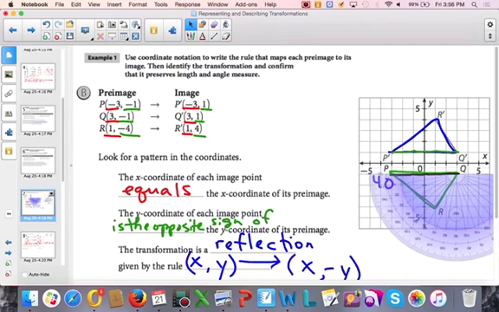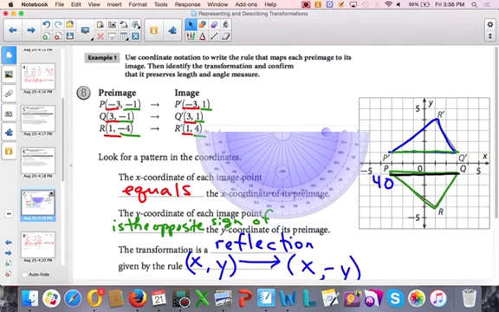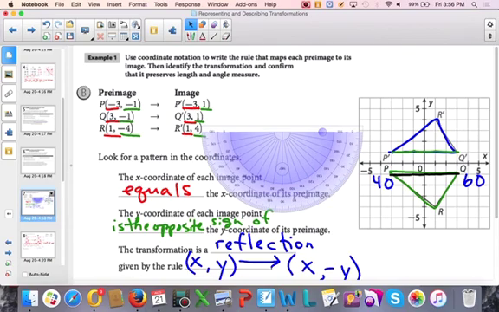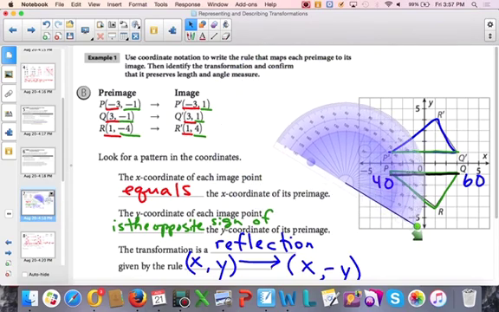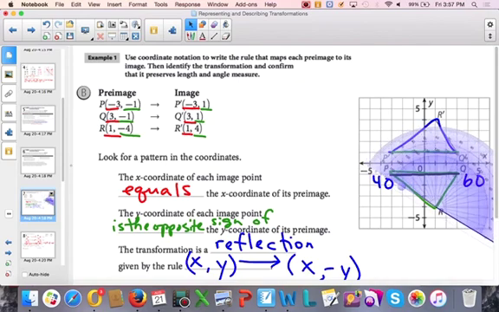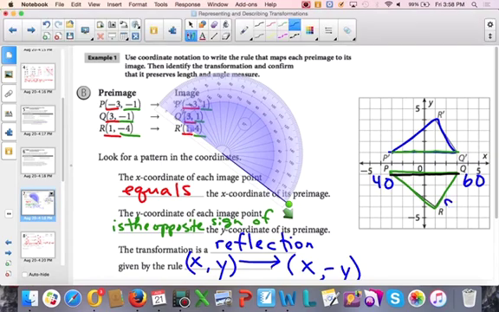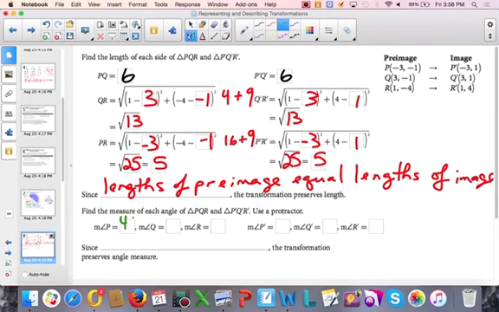Measure Q. It's looking like 60 degrees. And then angle R is 80 degrees. So let's document that and check it against angles P prime, Q prime, and R prime.